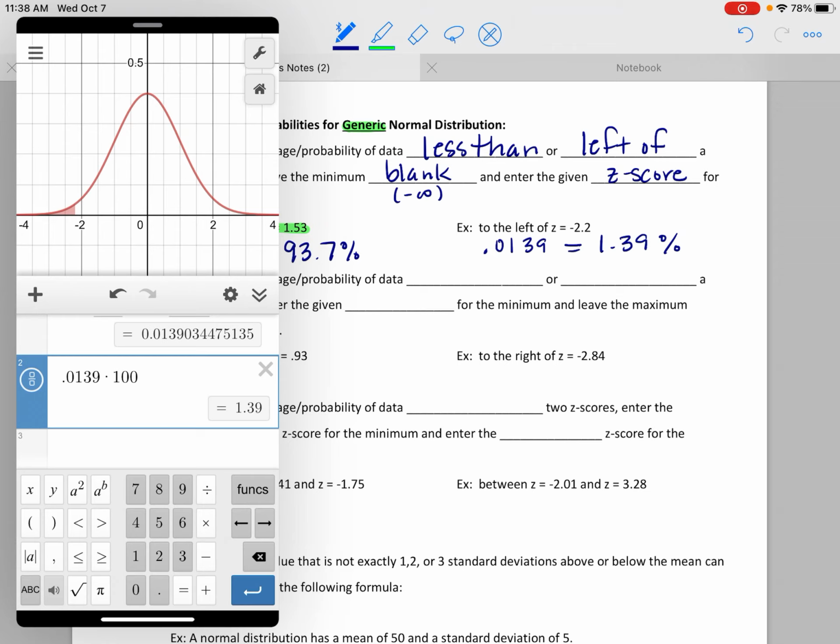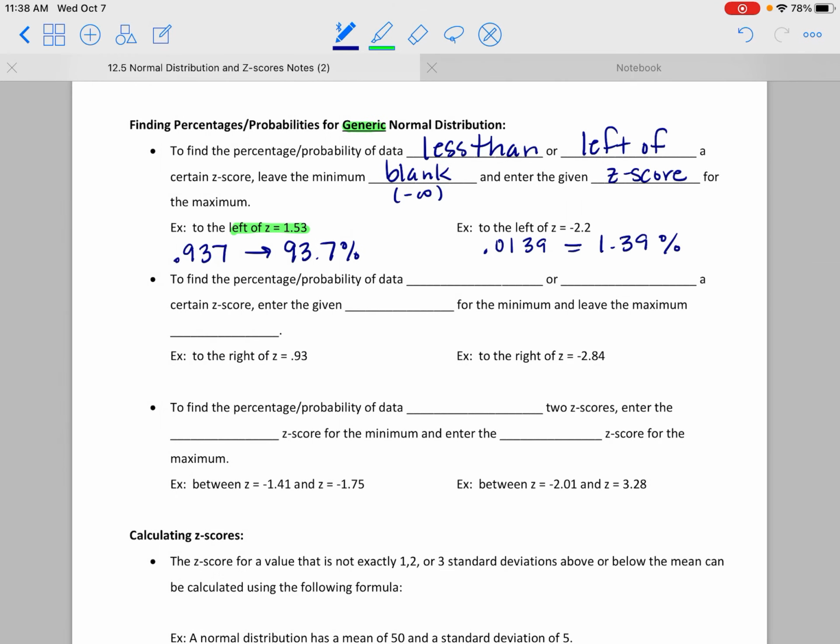So 1.39%. We can see that little tiny sliver, that little tiny 1.39%, is highlighted over there. That is the percentage of data that is to the left of that particular z-score. Okay? And again, this is generic.